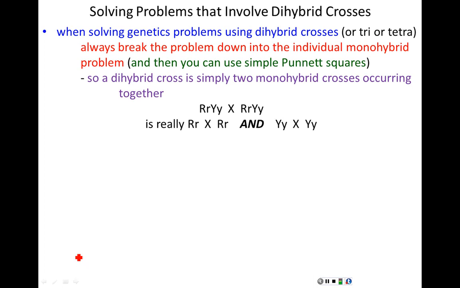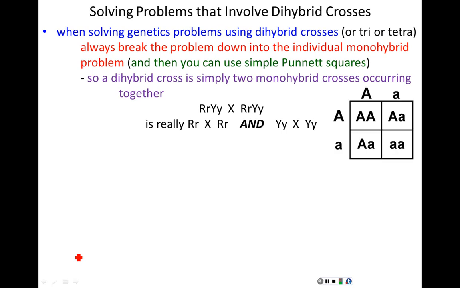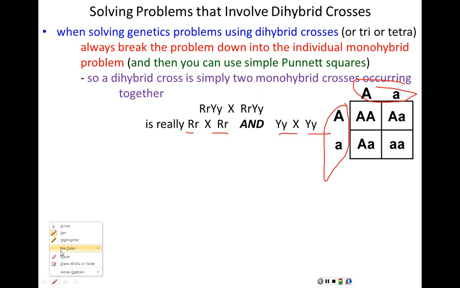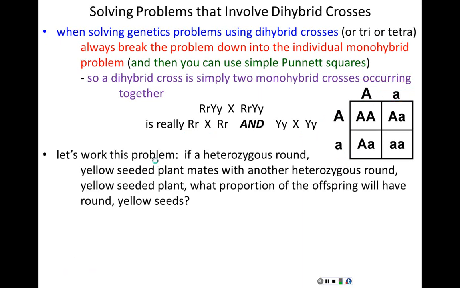First dealing with seed shape, and then dealing with seed color. And we're going to use this Punnett square as our general guide until we can refer to it. See, both of these crosses are heterozygote by heterozygote, and this Punnett square is the same, heterozygote by heterozygote. So this is going to be our guide Punnett square.